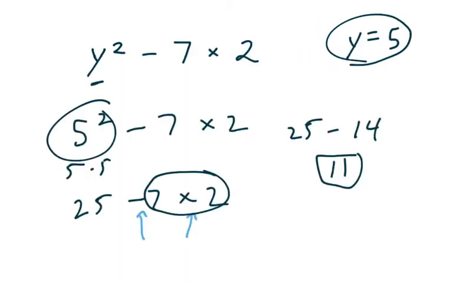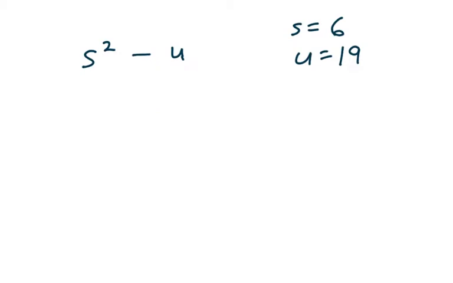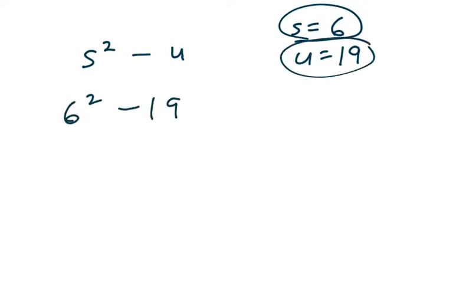Okay, we got one more here. So this time we're told that s is 6. We're going to plug that in. We got 6 squared minus 19. Now what is 6 squared? Maybe use a calculator to do that, right? Well, that's 6 times 6, which is 36.